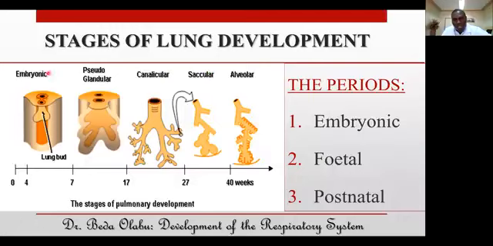Morphologically, we talk about those 5 stages, but in terms of period, we talk about these 3 stages. Pseudoglandular, canalicular, saccular, and part of the alveolar stage fall within the fetal period of development. In the postnatal period, we only have the latter end of the alveolar stage, but it extends up to 7 years after birth. So way into childhood, the lungs are still developing.